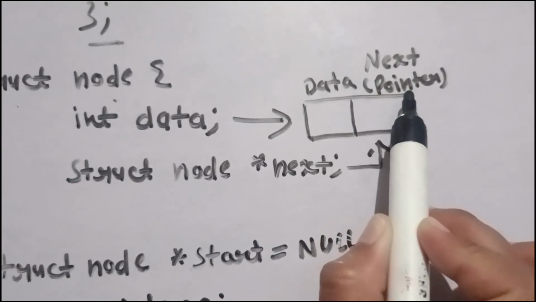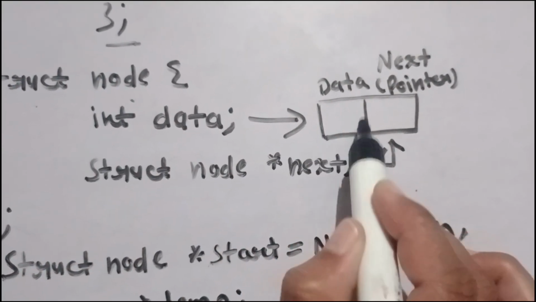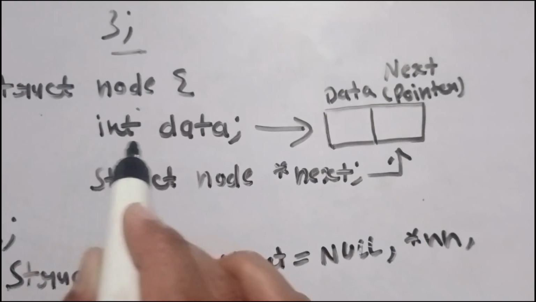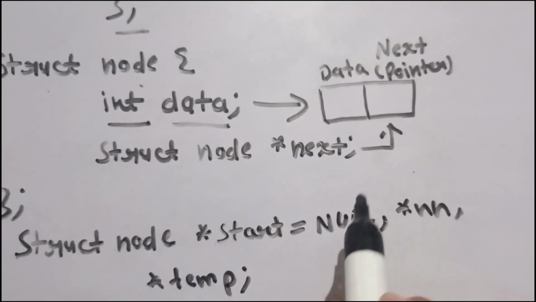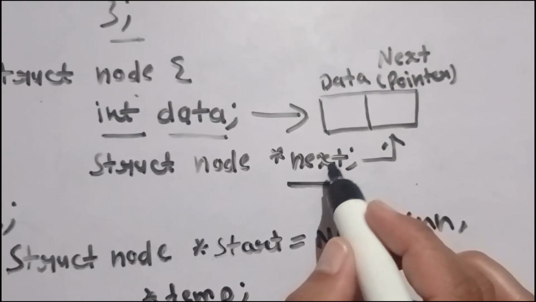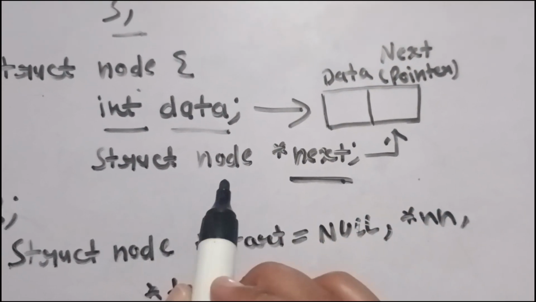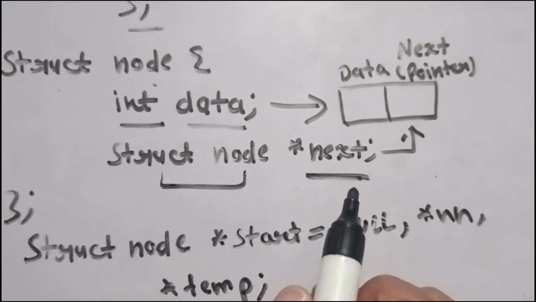See, data and pointer. Here I create data. I am going to give an integer value inside this data, so the data type of data is int. Next, I'm creating a next pointer here, which is going to store the address of the next node. That's why I use the struct node data type here.